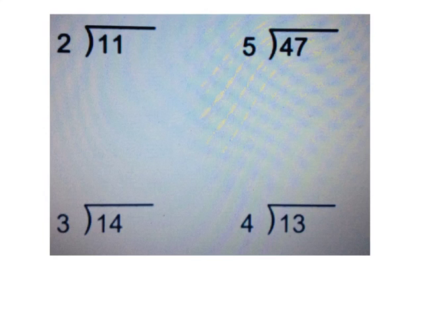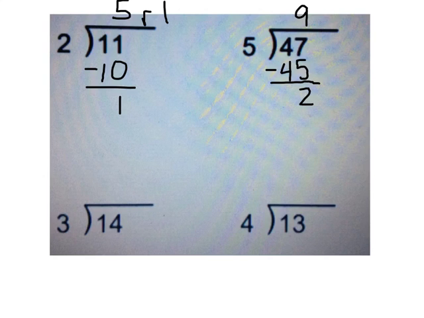Now it's time for some quick fluency. What's 11 divided by 2? 11 divided by 2 is 5 remainder 1. What's 47 divided by 5? 47 divided by 5 is 9 remainder 2. What's 14 divided by 3? 14 divided by 3 is 4 remainder 2. What's 13 divided by 4? 13 divided by 4 is 3 remainder 1.